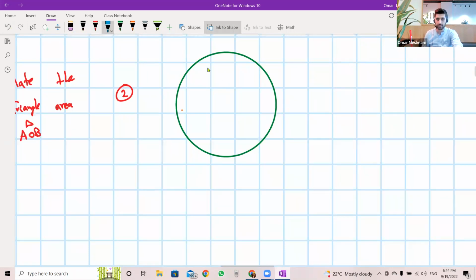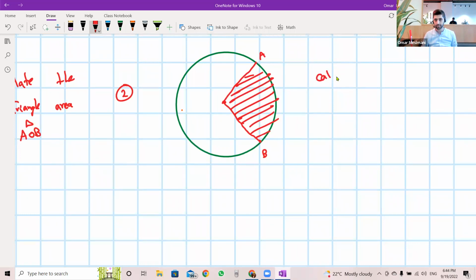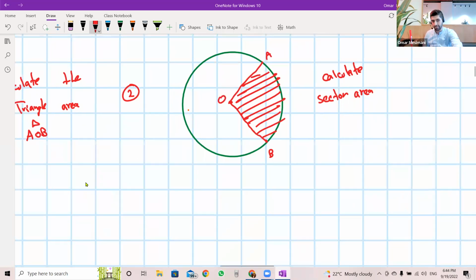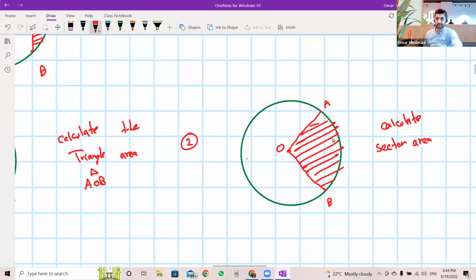So the second thing I'm going to calculate is the sector area. That's A, that's B. How do you calculate the sector area? Using one of the formulas I gave you. And you know how to calculate the triangle area, no problem. So first, calculate the triangle area. Second, calculate the whole sector area.